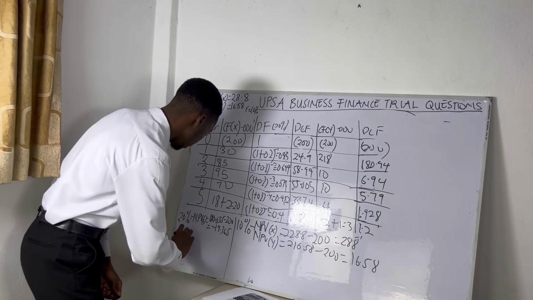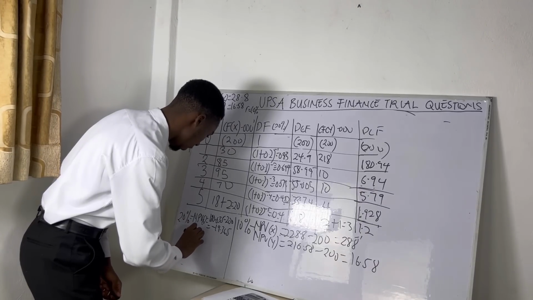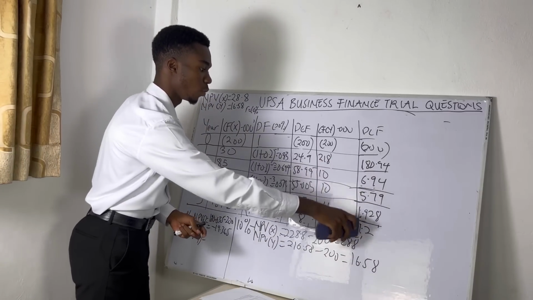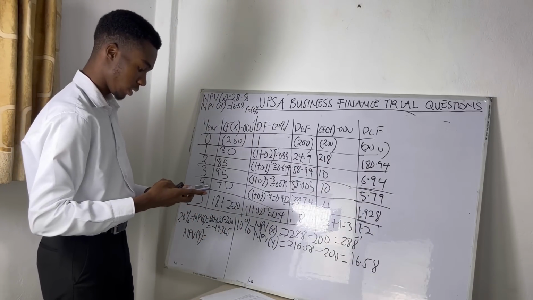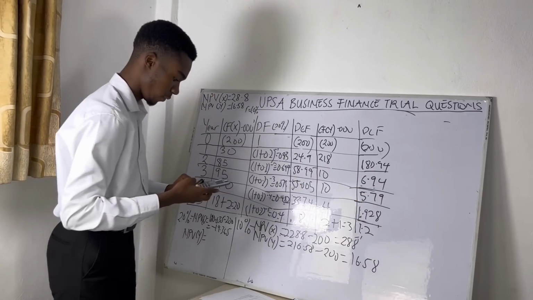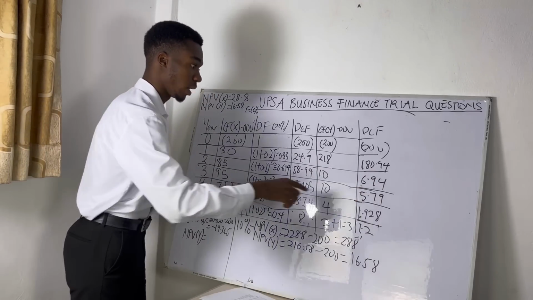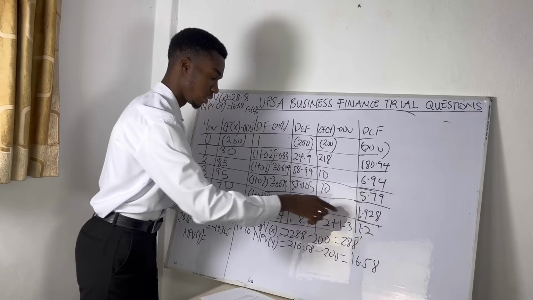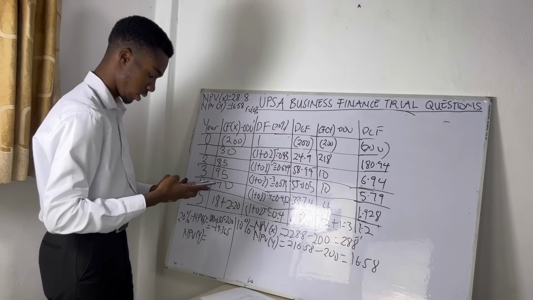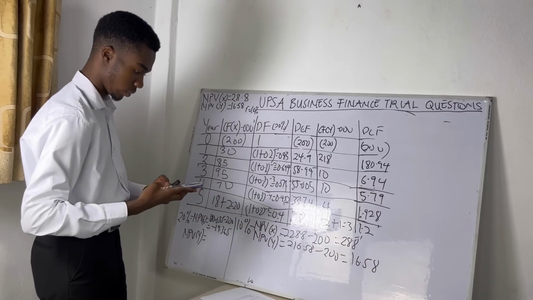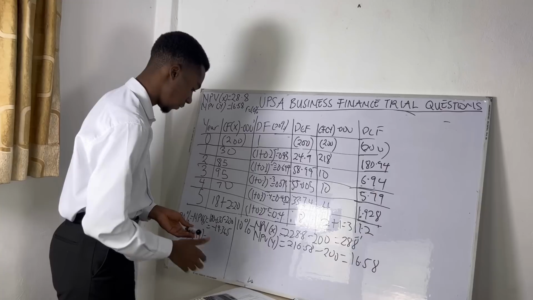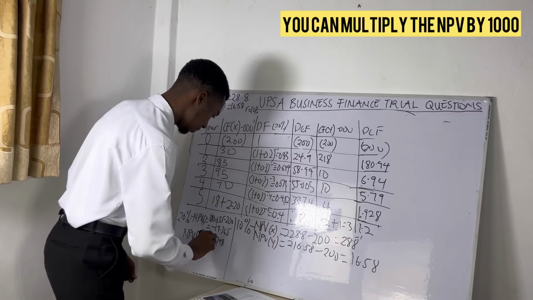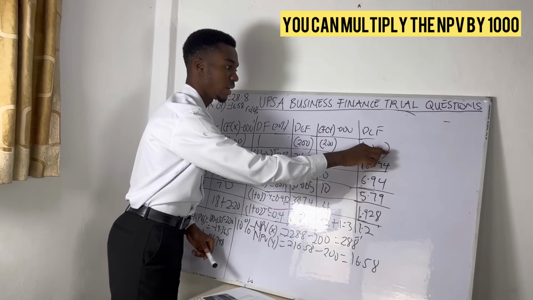So NPV of Y is equal to 180.94 plus 6.94 plus 6.94 plus 5.79 plus 5.79 plus 1.928 plus 1.928 plus 1.2 plus 1.2. We are getting 196.798. So now we do 196.798 minus the 200.